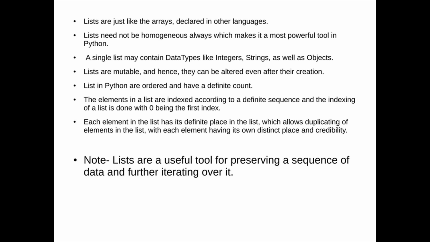Each element in the list has its definite place in the list, which allows duplicating of elements in the list, and each is also owned by a distinct place. Distinct is nothing but something used to eliminate the duplicate values. Lists are a useful tool for preserving a sequence of data and further iterating over it.